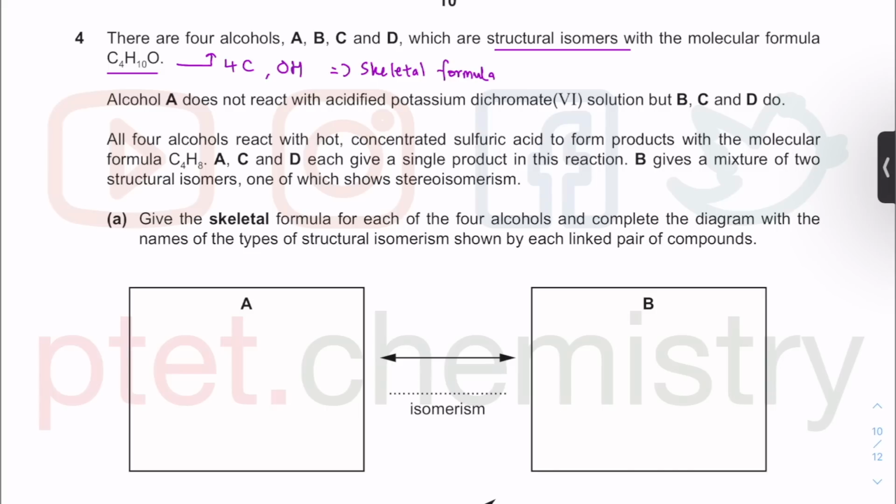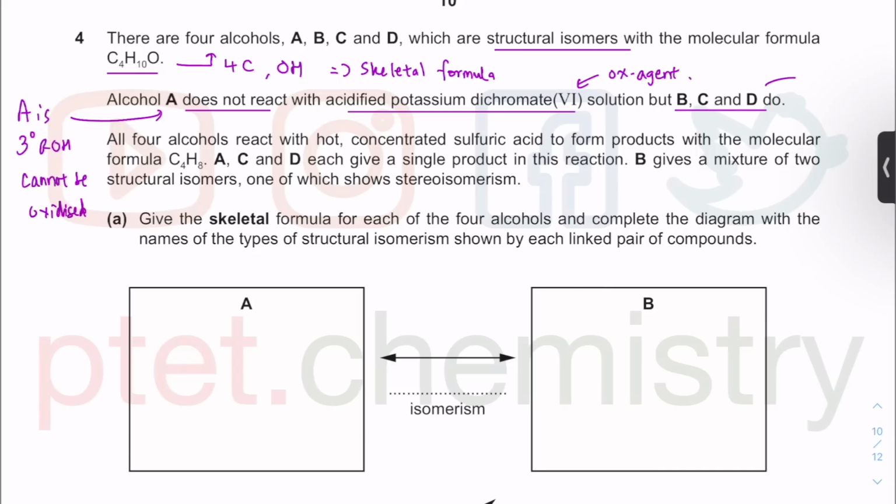The alcohol A does not react with acidified potassium dichromate. We know that that is an oxidizing agent. So the fact that alcohol A does not react straight away tells you that A is a tertiary alcohol, which cannot be oxidized. That's something you have to consider from the very beginning. B, C, and D can be oxidized, so they are either primary or secondary alcohols.